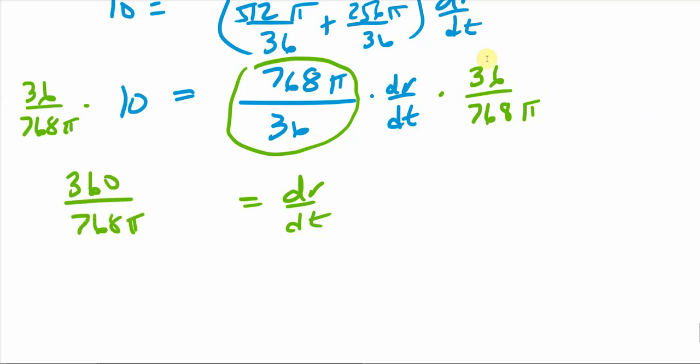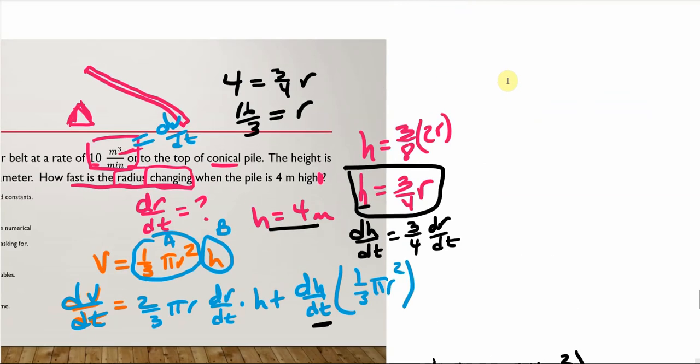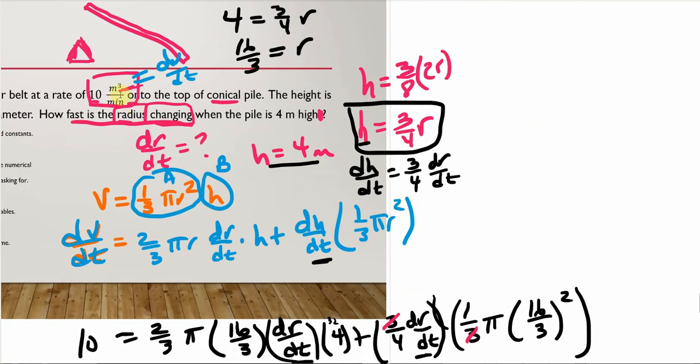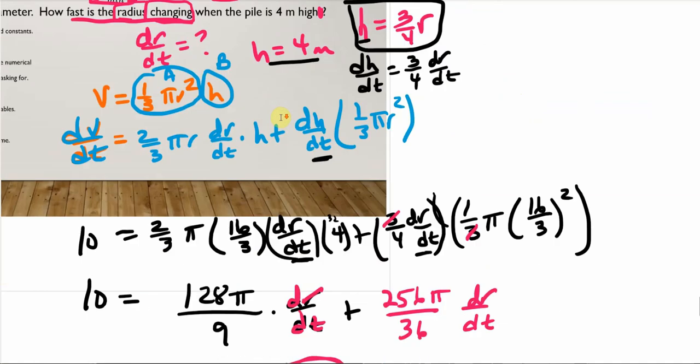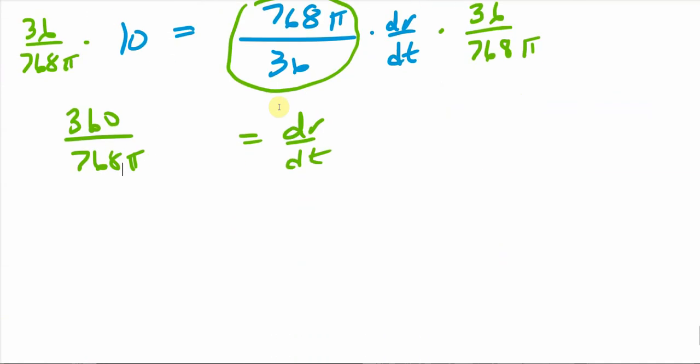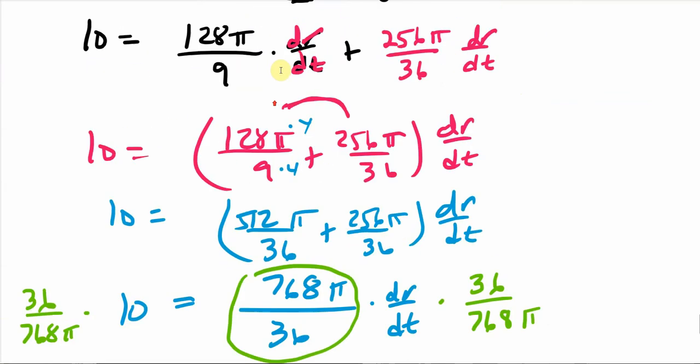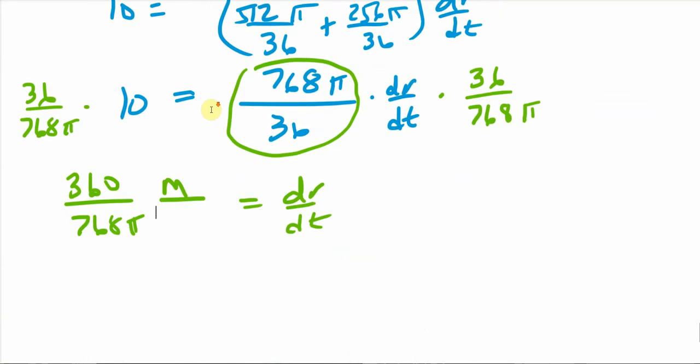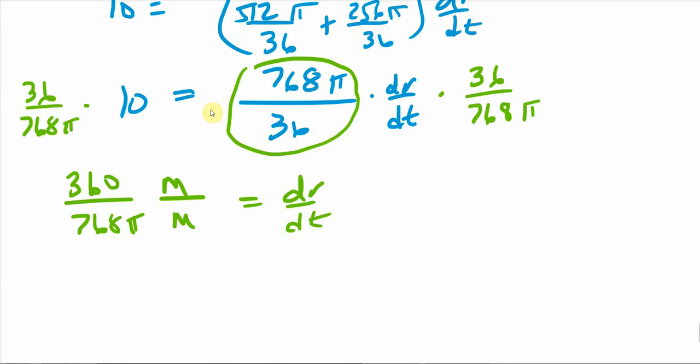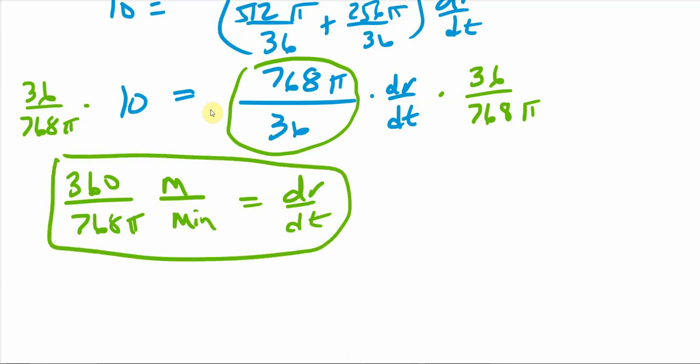Now, what would be the units? In this problem, they're talking about cubic meters per minute, and it's 4 meters high. So the change in my radius is going to be meters. And what's the change in my time? We said the change in time was seconds, was it minutes? Minutes. So it's going to be meters per minute. And that is my answer. Okay? And that concludes the video on related rates.